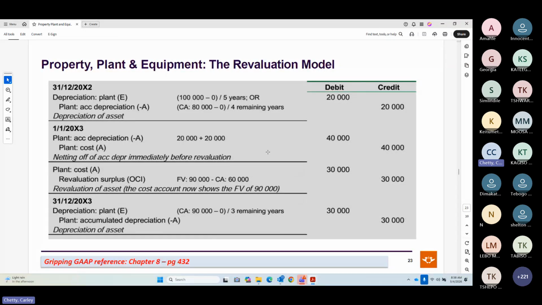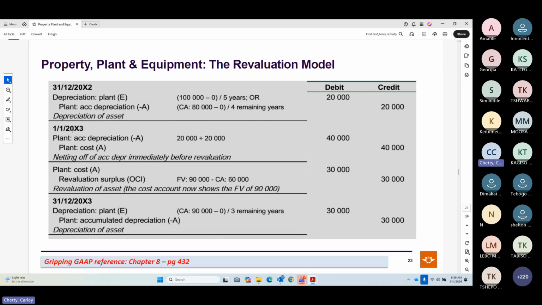Now, just before the revaluation is done, remember we are using the net replacement value method. Just before the revaluation is done, we need to set off the accumulated depreciation against the plant cost. So we're essentially working out the carrying amount of the item of PPE. So we're going to do our net off. We're going to set off our accumulated depreciation against the plant cost. And we do this because the question told us we're using the net replacement value method.